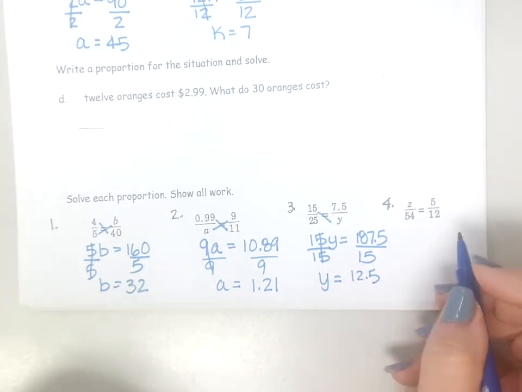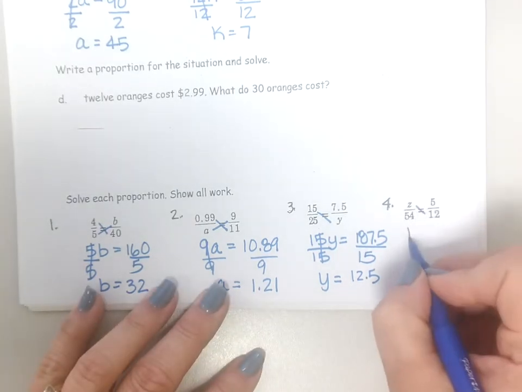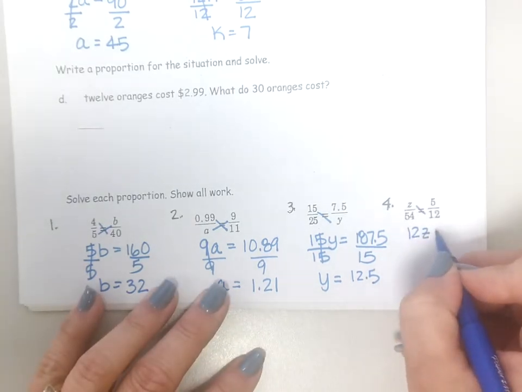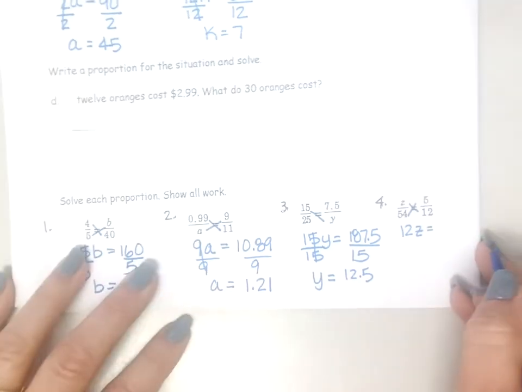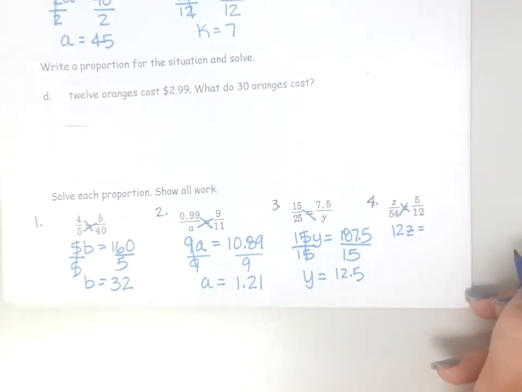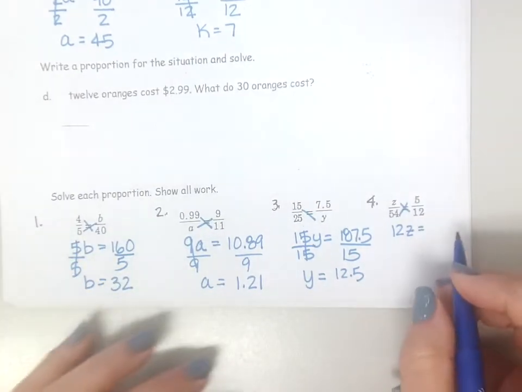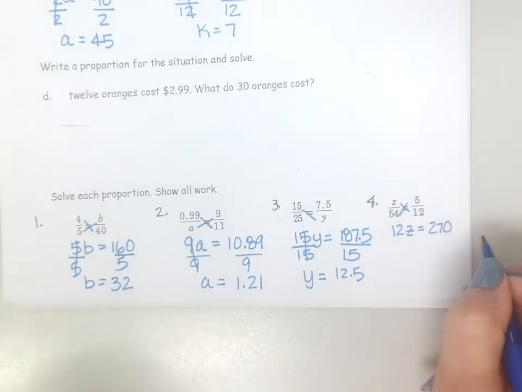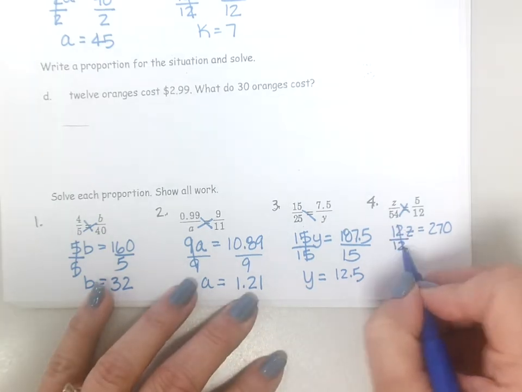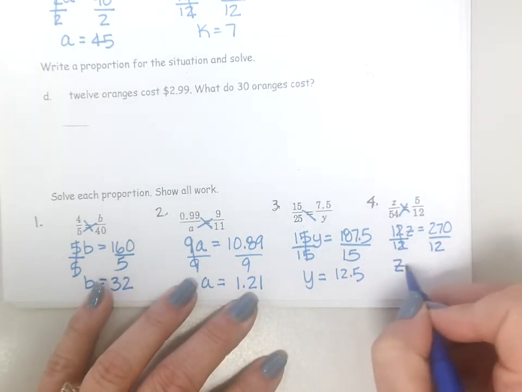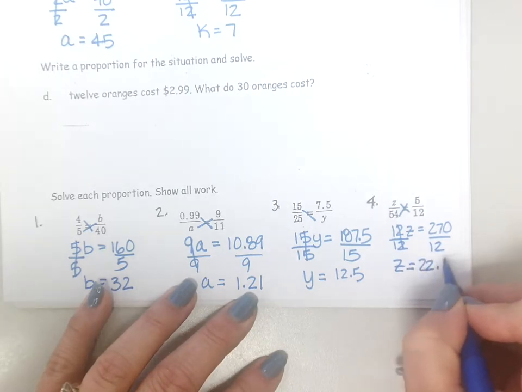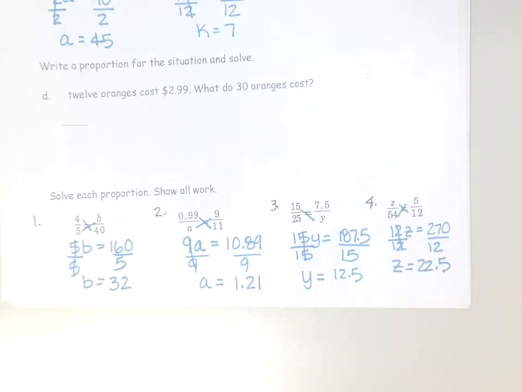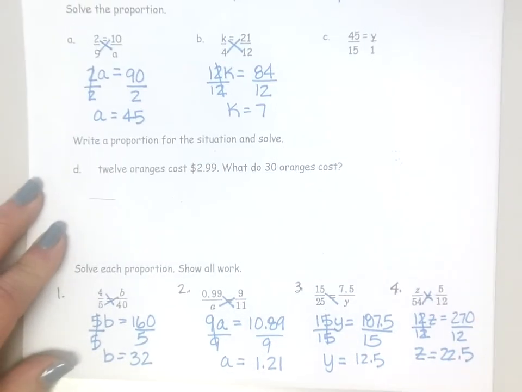We're going to cross product. 12 times z is 12z. My z's have a line through them because my 2's and my z's would look the same otherwise. Let's multiply 54 times 5, which is 270. I'm going to then divide both of those sides by 12 to get z by itself, and z equals 22.5. All right, so that's just basic proportion solving.